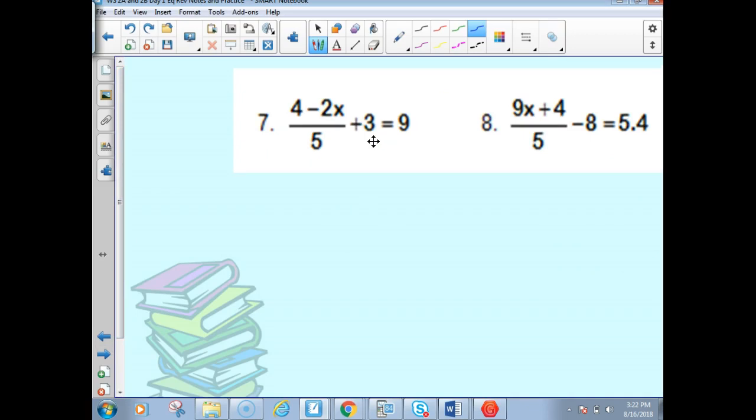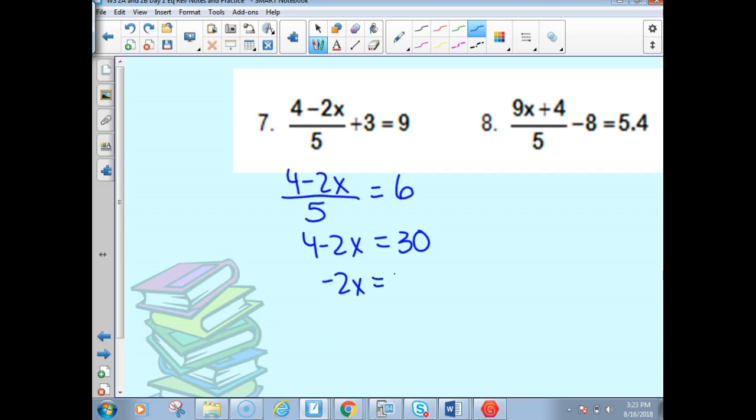7, don't forget, subtract 3 first. Keep your fraction bar flat, horizontal. So you take away 3 from both sides, you're going to get 4 minus 2x divided by 5 equals 6. Dividing by 5, to do that, multiply both sides by 5. After you get 4 minus 2x equals 30, subtract 4 from both sides. And then divide by -2 and get -13.